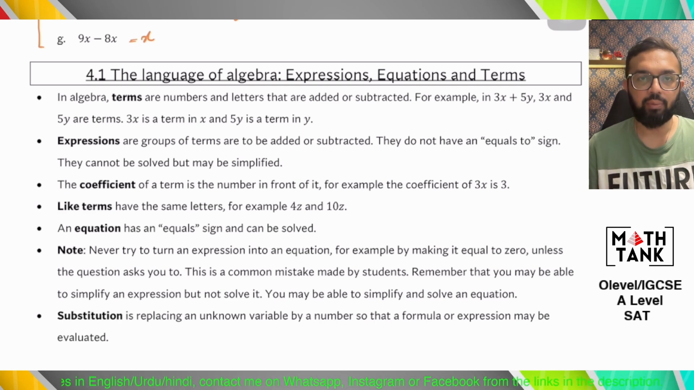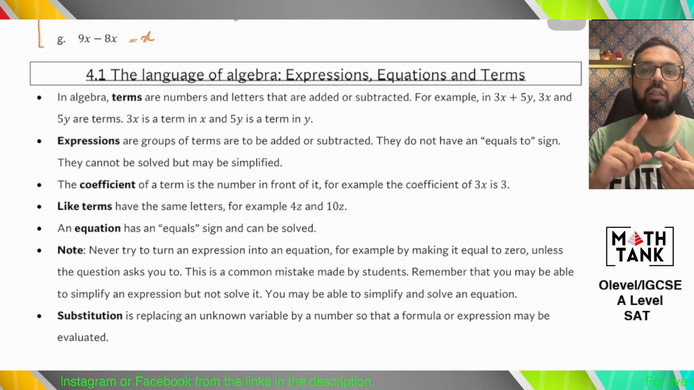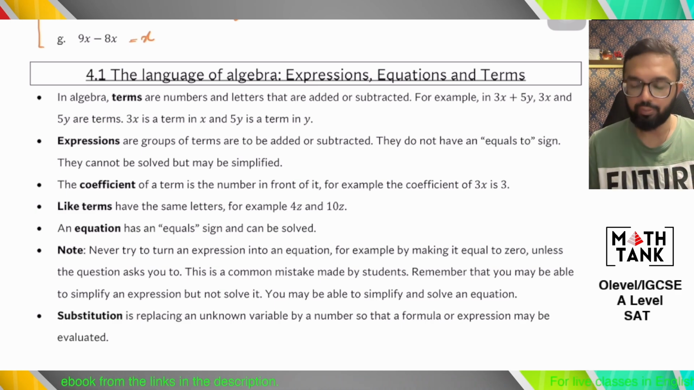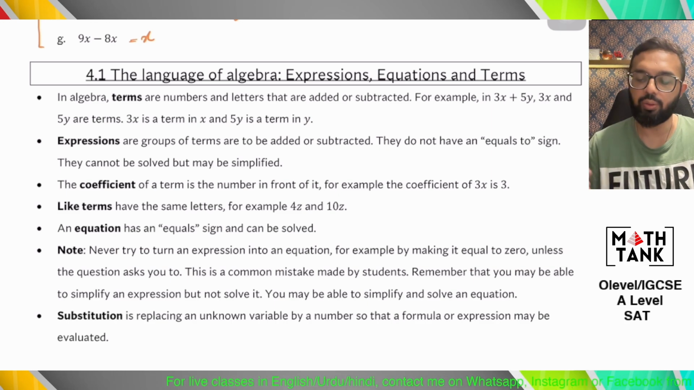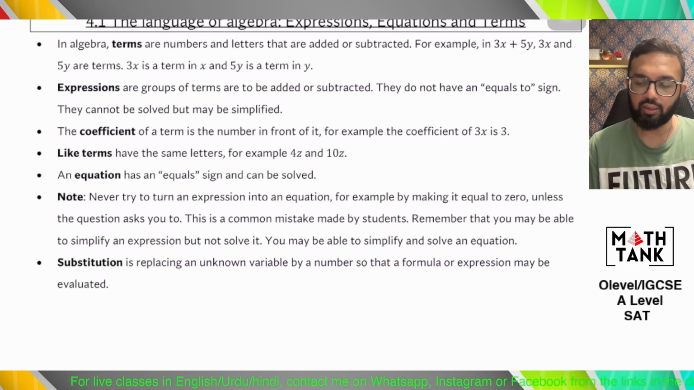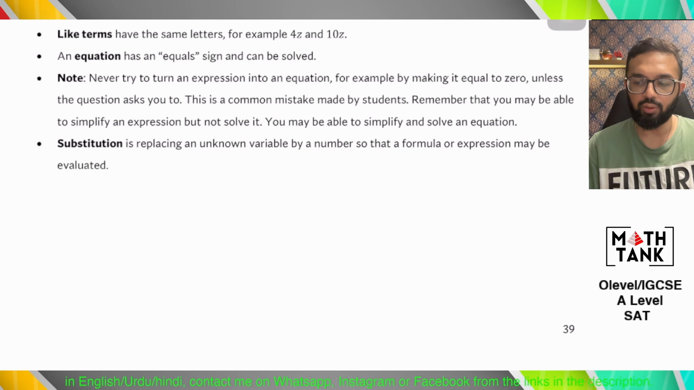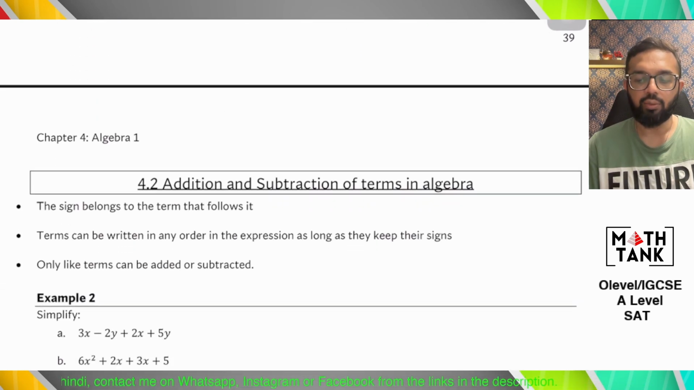Like terms have the same letters. For example, 4z and 10z are like terms because they have the same letters and they have the same power as well. Okay, an equation has an equals to sign and can be solved. Note, never try to turn an expression into an equation. That's what I've already warned you. And substitution is replacing an unknown variable by a number so that a formula or expression may be evaluated.